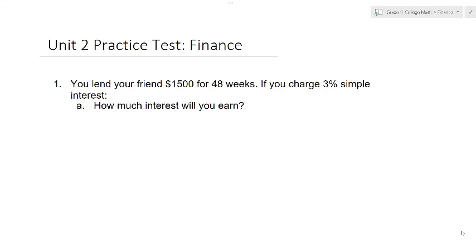All right, so this is the Unit 2 practice test for finance. The first question says, you lend your friend $1,500 for 48 weeks. If you charge 3% simple interest, how much interest will you earn?